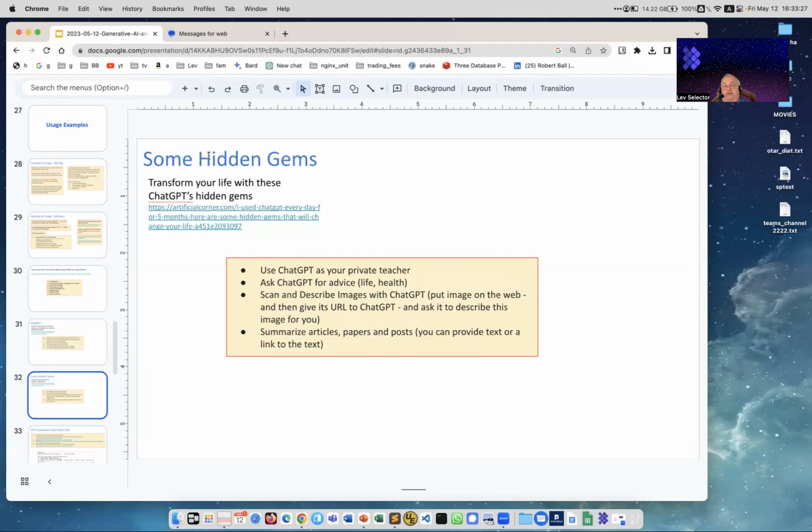Yet another article which I really liked: use ChatGPT as your private teacher. I do it all the time. Ask ChatGPT for advice about your life, health, menu, exercise program, like how to improve something, how to tune your life.